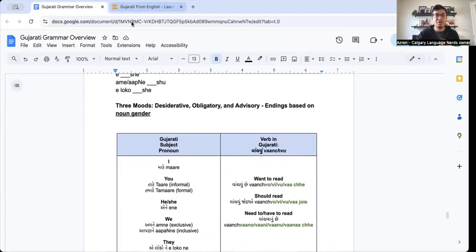And lastly, when we use the words want, should, or must, those three words, the ending is based on the noun gender. It doesn't matter what you are, it matters the gender of the noun you're talking about.